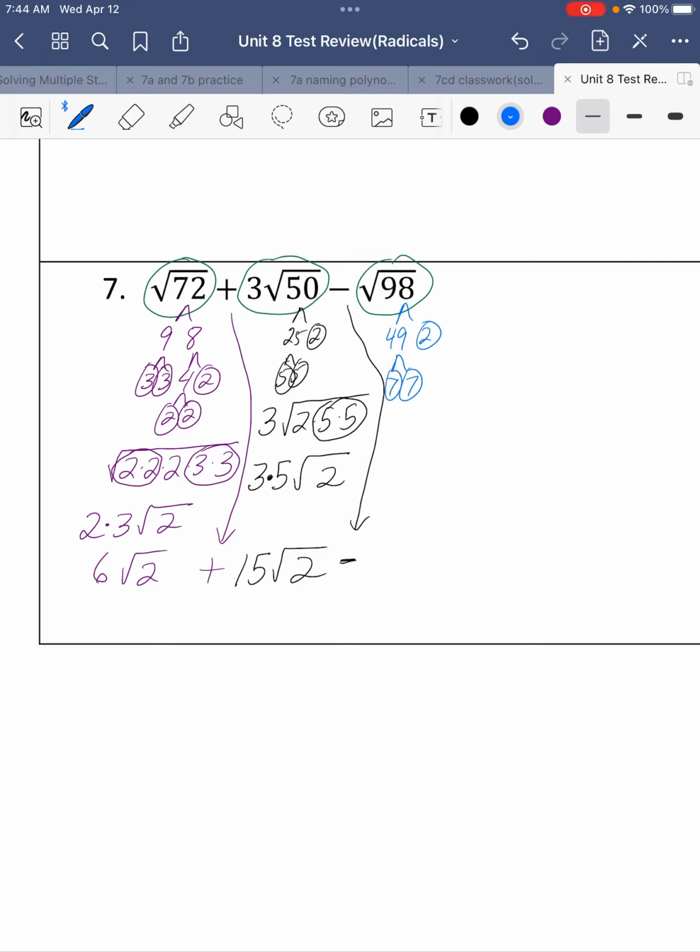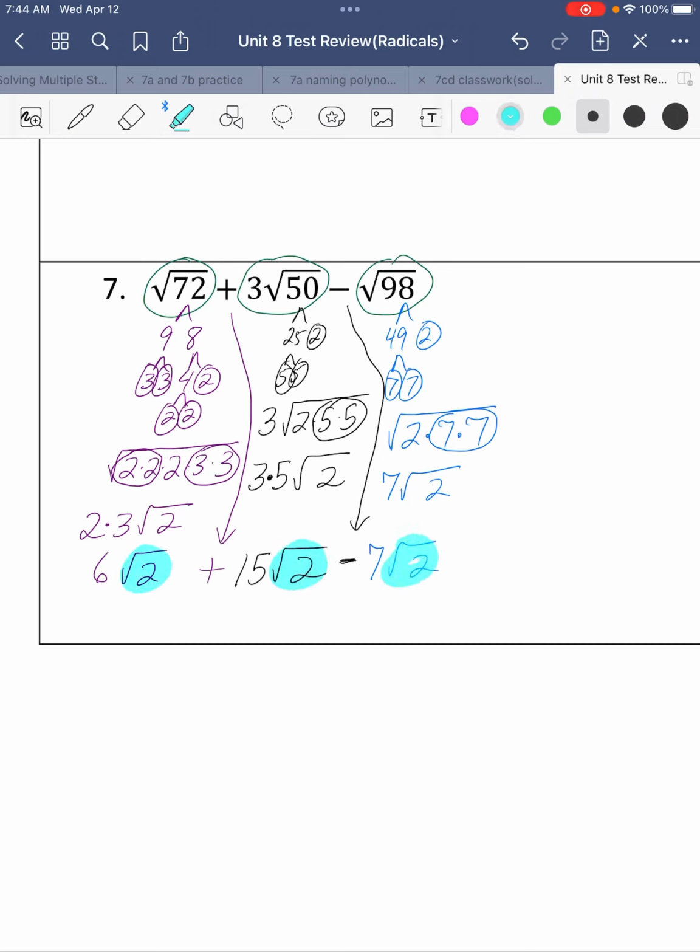we have 98 is 49 and 2. 7 and 7, those are prime numbers. So this is going to be 2 times 7 times 7. And pairs, square root of 7. So that'll come down as 7 square root of 2. Nothing to simplify there, so it'll just be 7 square root of 2.